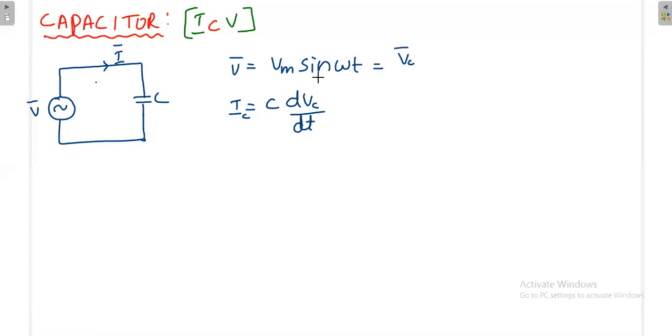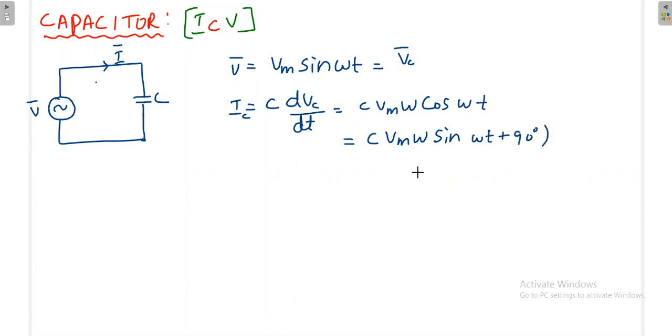Now you differentiate this equation. C Vm omega, and the differentiation of sine is cos omega t. What we applied is sine, but it became cos, so I will try to represent it in terms of sine itself. Cos omega t can be written as sine of omega t plus 90 degrees.